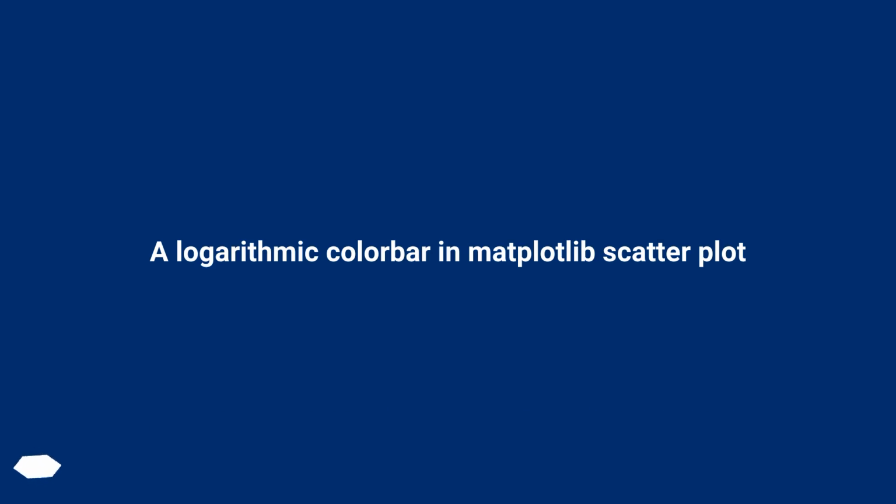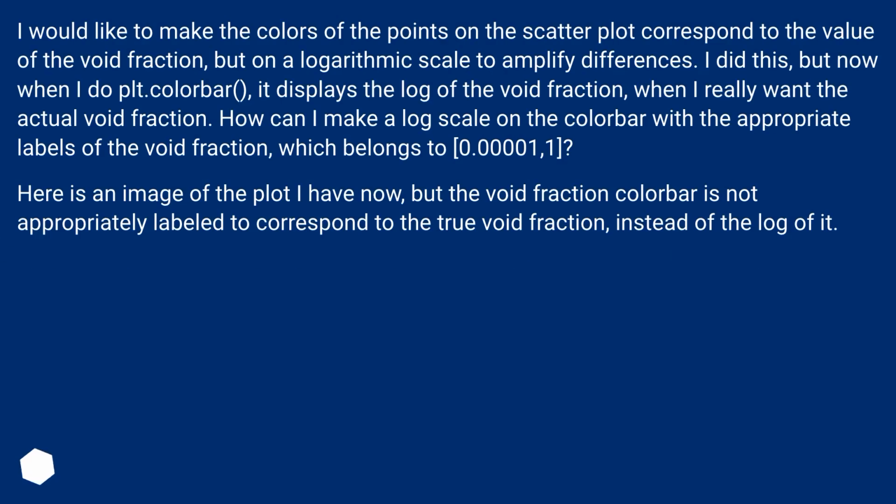A logarithmic color bar in matplotlib scatter plot. I would like to make the colors of the points on the scatter plot correspond to the value of the void fraction, but on a logarithmic scale to amplify differences. I did this, but now when I do plt.colorbar, it displays the log of the void fraction, when I really want the actual void fraction.